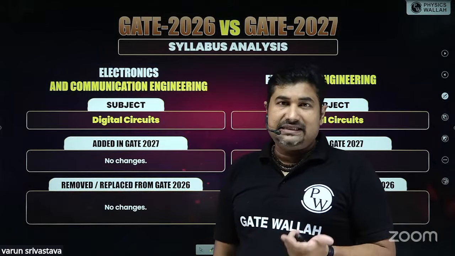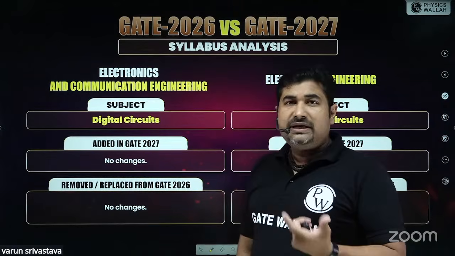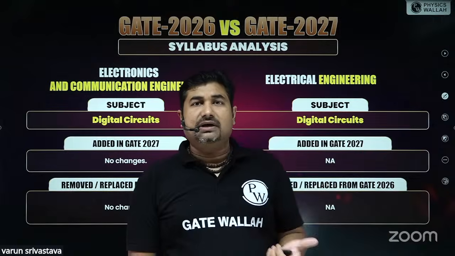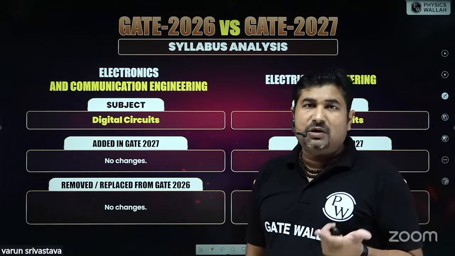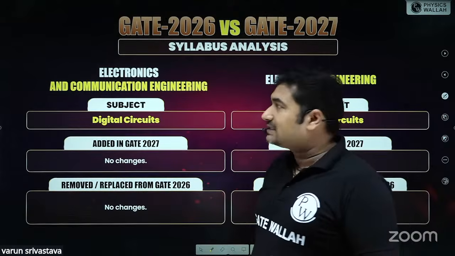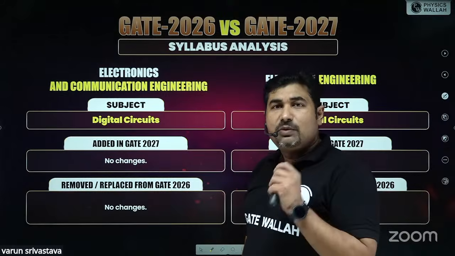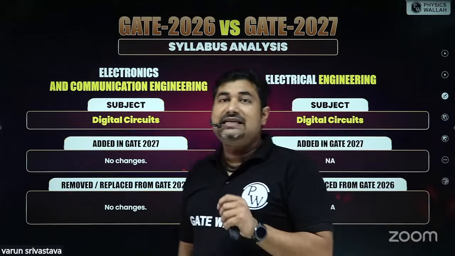The marks of ECE are comparative to EE. In EE, we mostly observe A to D and D to A converters, and the combinational and sequential parts. However, digital electronics is asked more deeply in the case of electronics. But there is no change in the syllabus of either the EE or ECE branch.